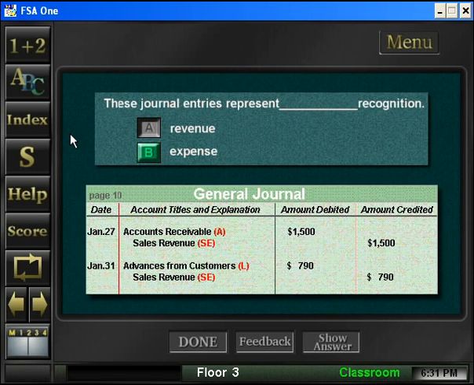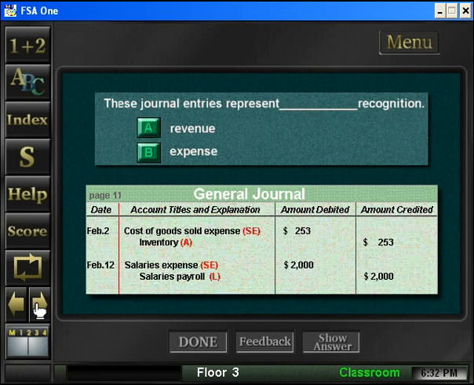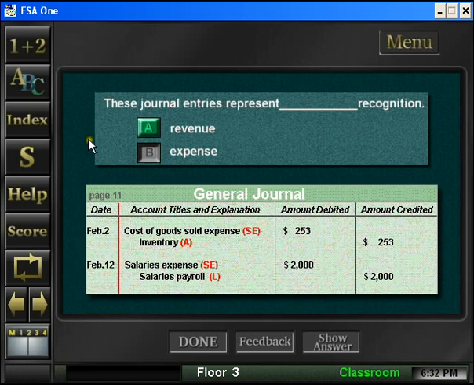Right answer. Revenues increase shareholders' equity when an asset increases or a liability decreases as goods or services are provided to customers. Right answer. Expenses result as assets decrease or liabilities increase in the process of generating revenues. Expenses are either matched with specific revenues or recognized in the period in which they are incurred.